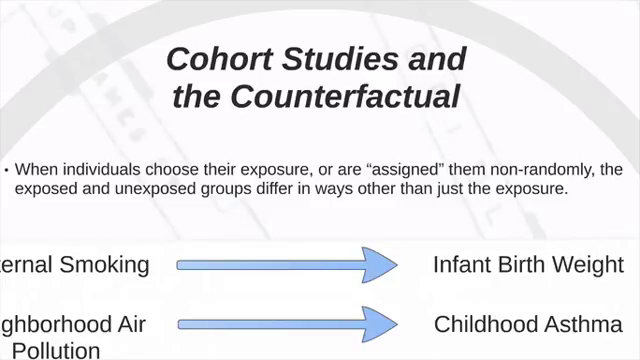All right. So let's go back to the idea of the counterfactual, because this is where it becomes really important. Again, the counterfactual is what would have happened to that person but for the exposure, where the only thing different between these, let's say, 2 people or the same person is that exposure, right? The problem in a cohort study, or when we're not assigning exposure, is that when individuals choose their exposure or it is assigned to them non-randomly, the exposed and unexposed groups differ in a lot of different ways than just that exposure, right? So behaviors cluster together.